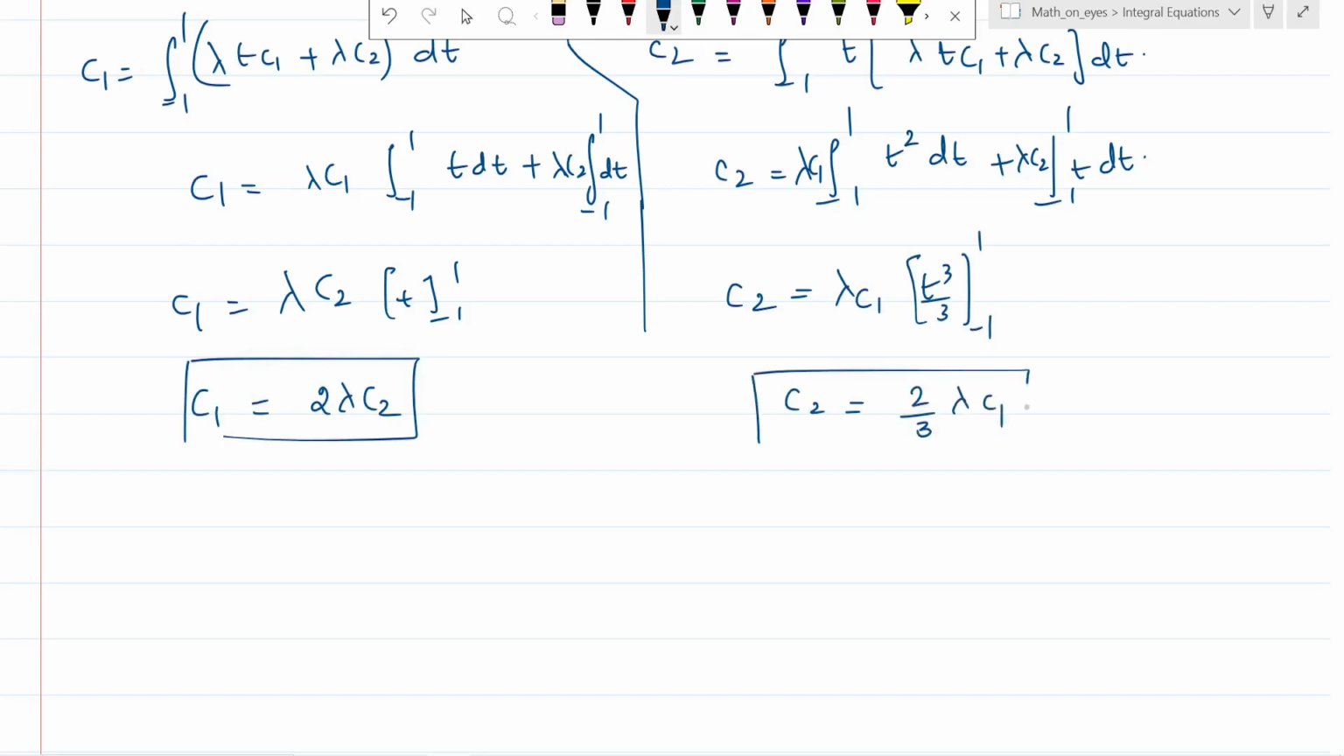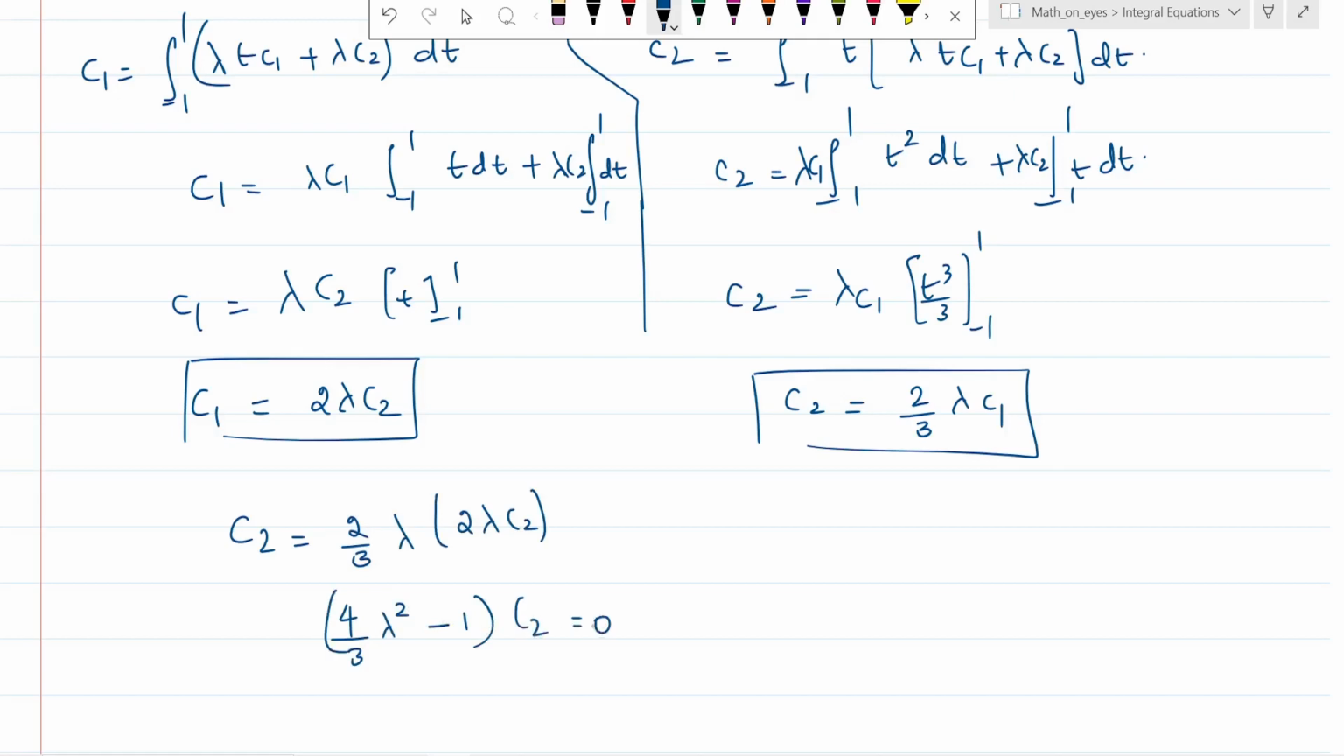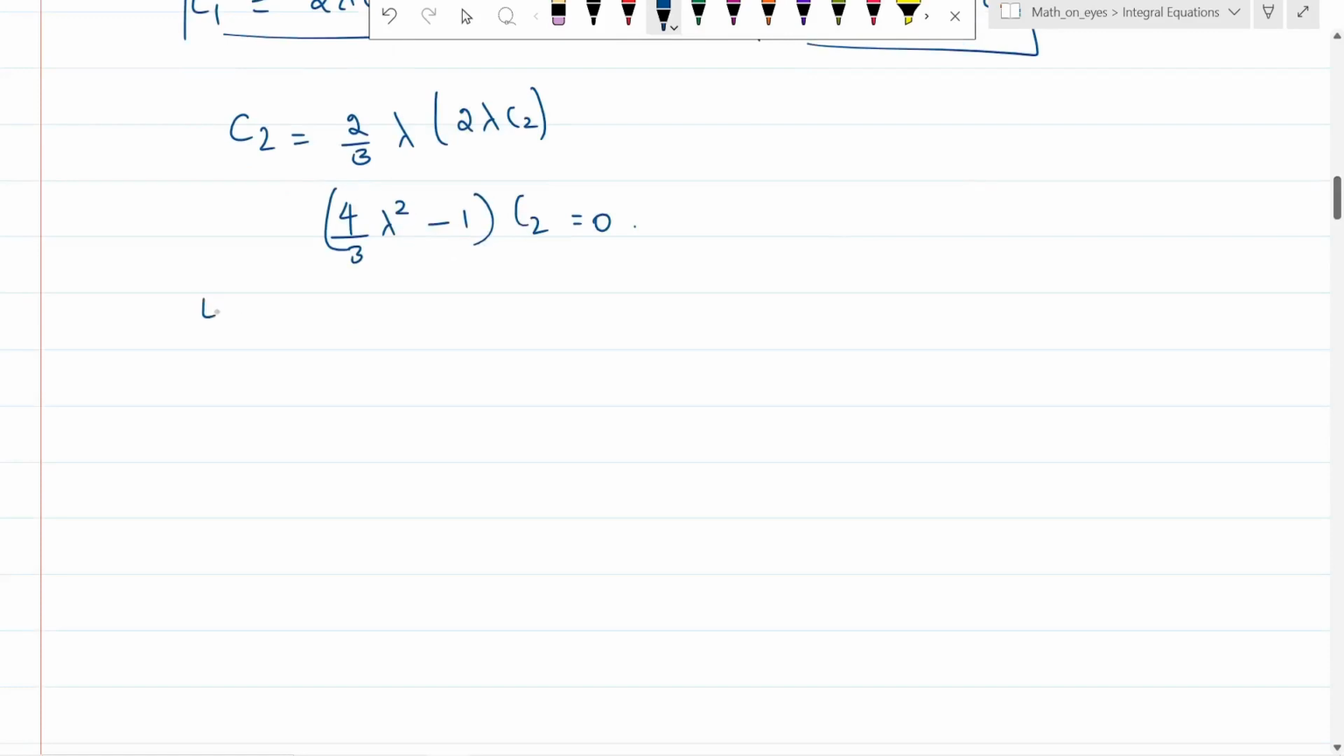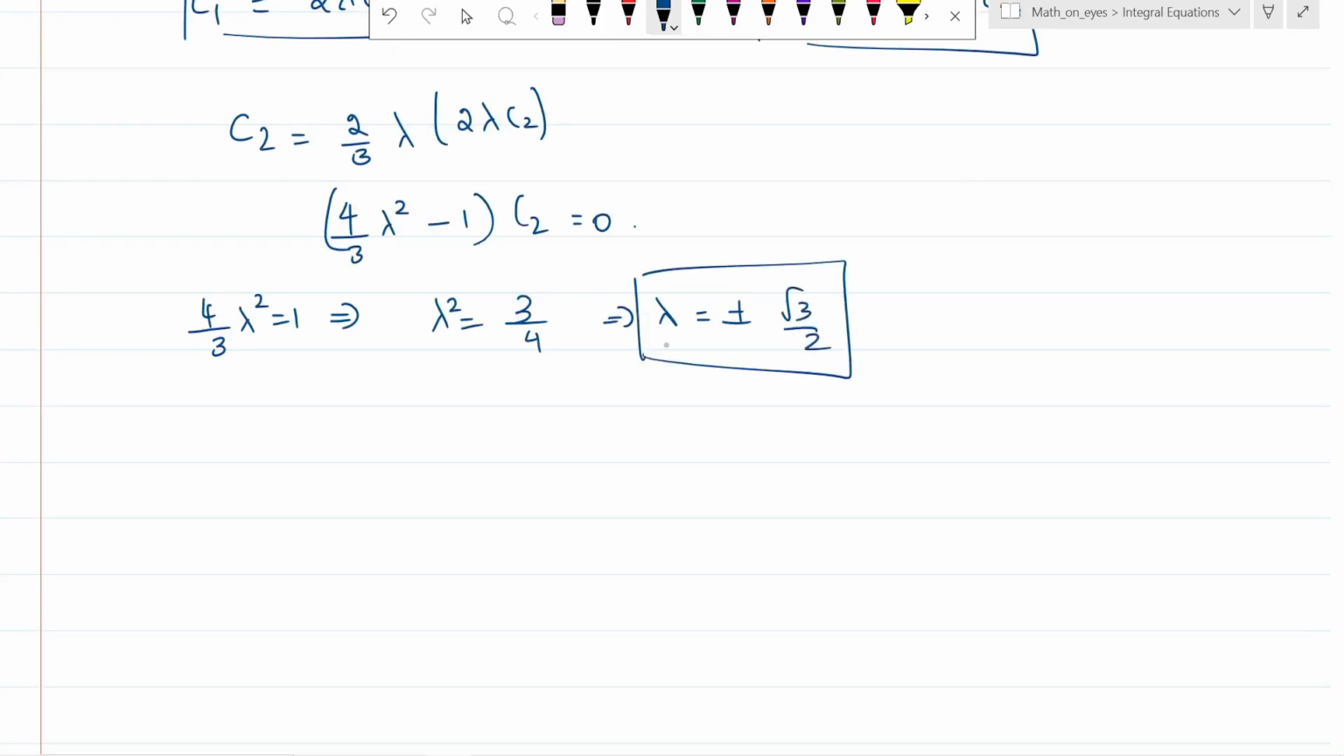So combining these two equations, we find c2 is equal to 2 by 3 lambda. Instead of c1, I'm going to substitute 2 lambda c2. So if we substitute, we get 4 by 3 lambda squared minus 1 into c2 is equal to 0. From this, we get either c2 is equal to 0 or 4 by 3 lambda squared is equal to 1. If 4 by 3 lambda squared is equal to 1, that implies lambda squared is equal to 3 by 4, that implies lambda is equal to plus or minus root 3 by 2. So lambda can take this value, or else we can find c2 is equal to 0.